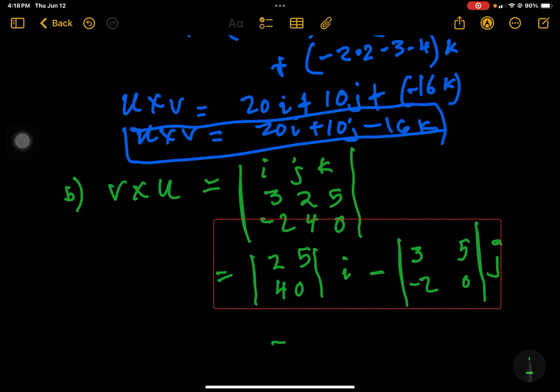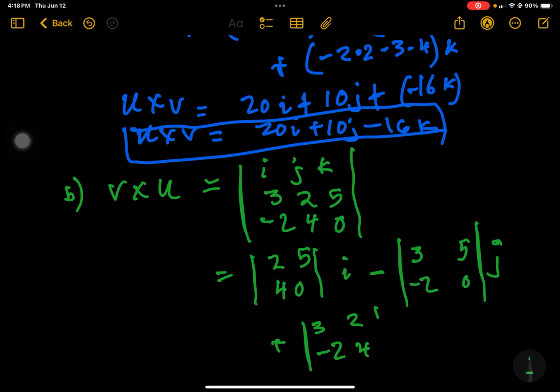And for K, it is positive, plus, with first row, third column gone. So it is 3, 2, minus 2, 4. That is the K component.